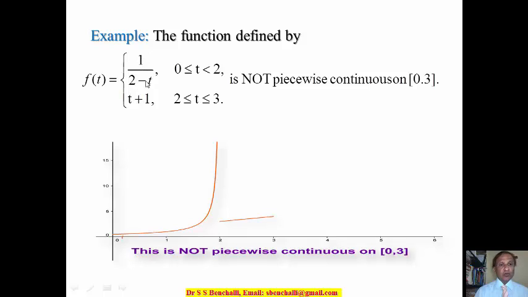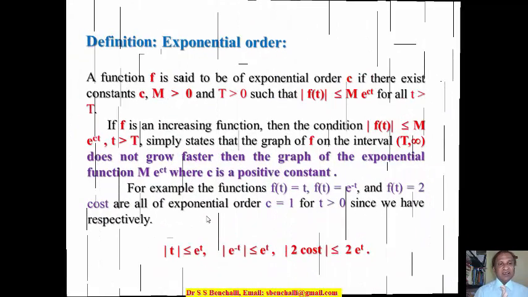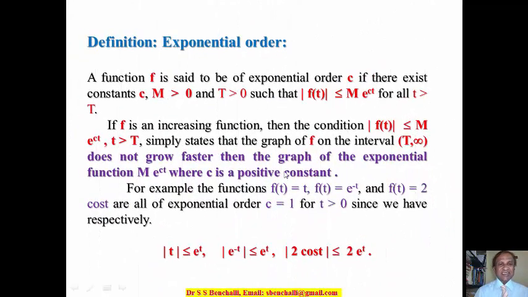Or you can give another example. f of t is equal to 1 over 2 minus t, where t lies between 0 and 2, is equal to t plus 1, where t lies between 2 and 3, is not piecewise continuous. Is it clear? You can observe the graph. We'll come to know that it is not a piecewise continuous function.